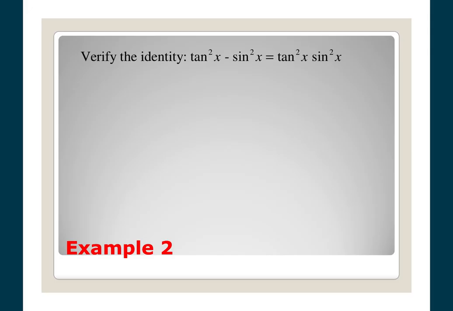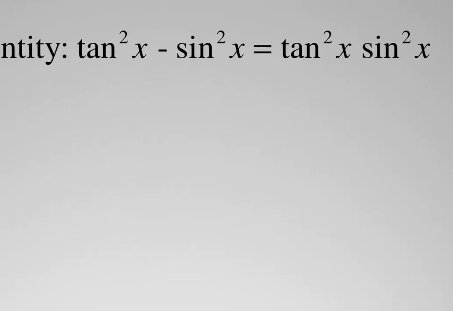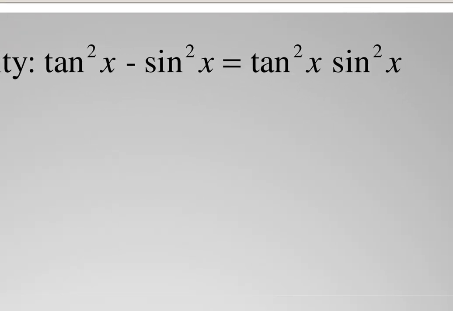All right, example 2: tan squared minus sine squared equals tan squared times sine squared. So what's more complicated, a sum or a product? The sum. I've got to get the left side down to one term, get rid of the subtraction sign. So how can I rewrite the left side? Like sine over cosine.